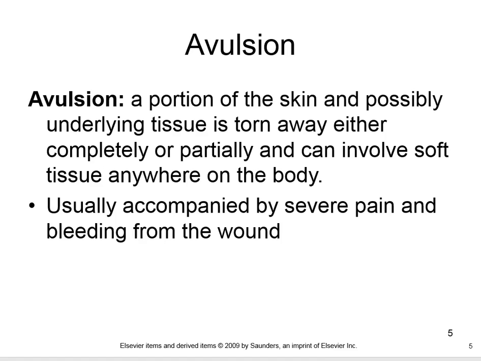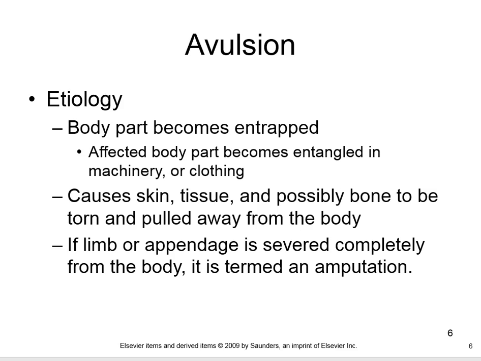The next one is an avulsion. This is when a portion of the skin and possibly underlying tissue is torn away, either completely or partially, and can involve soft tissue anywhere in the body. It's usually accompanied by severe pain and bleeding from the wound. The etiology: the body part becomes entrapped. The affected body part becomes entangled in machinery or clothing. Causes skin, tissue, and possibly bone to be torn and pulled away from the body.